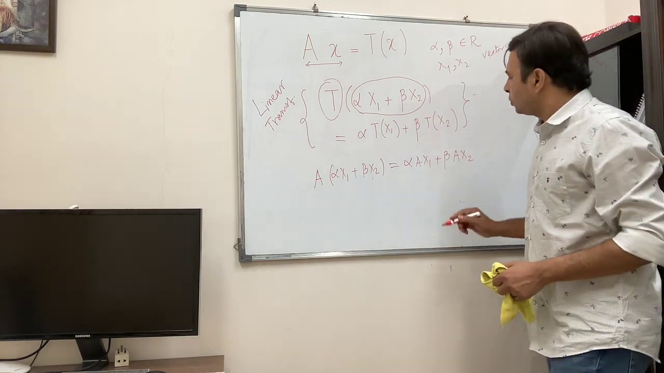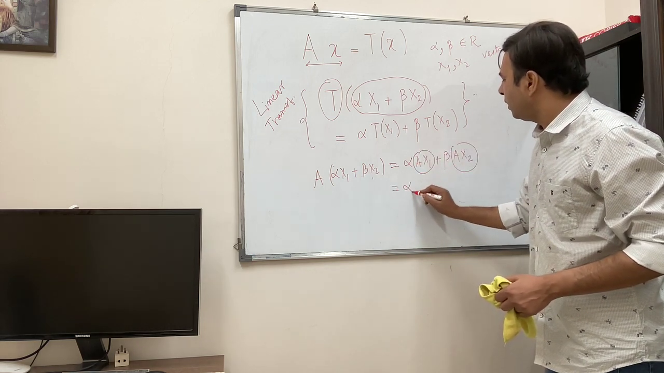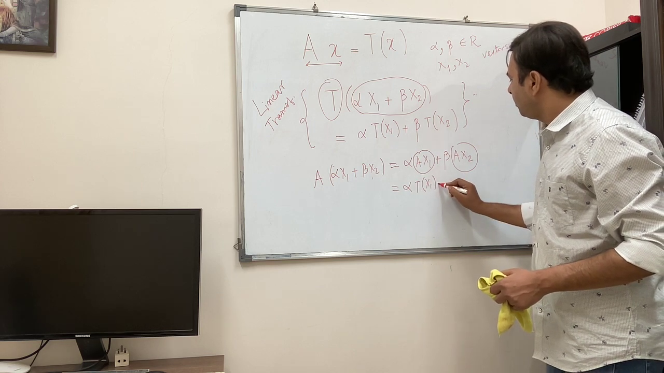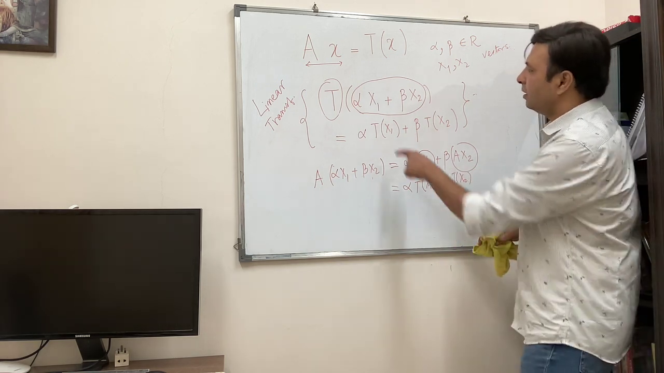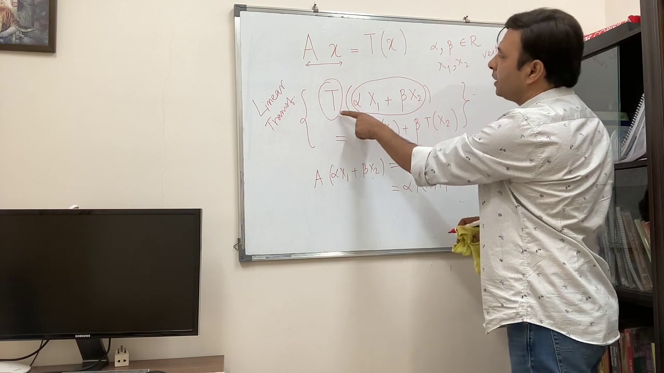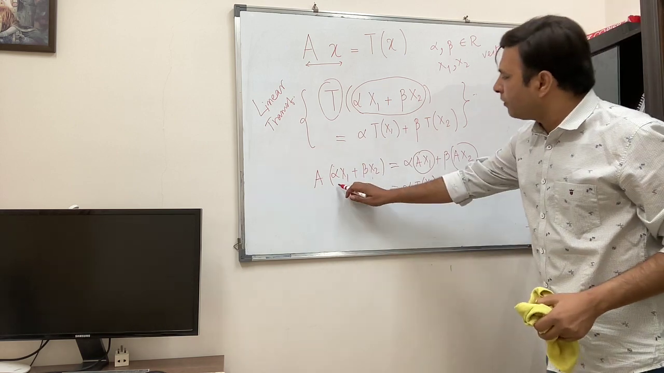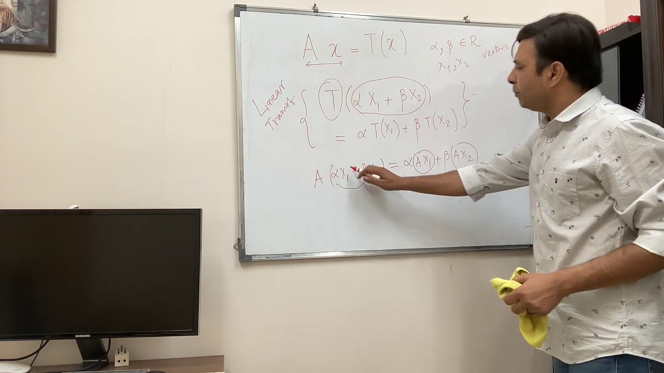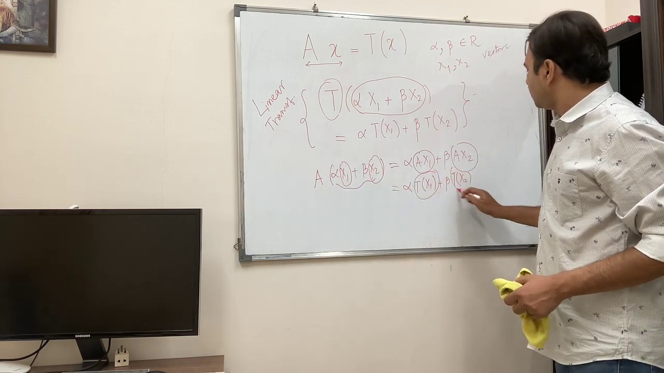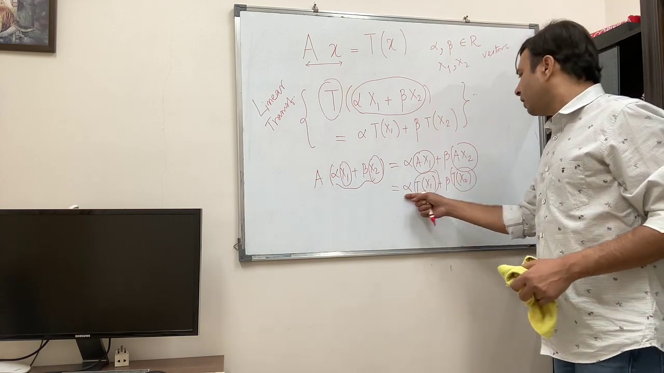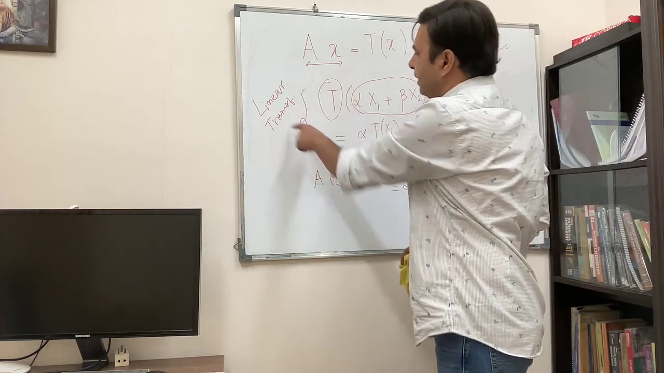And these A x1 and A x2 are nothing but, you can write, alpha times the transformation of x1 plus beta times the transformation of x2. So yes, indeed, if the transformation is given by a matrix multiplication, then it is a linear transformation, because to compute the transformation of this vector, I can compute separately the transformation of x1, and separately the transformation of x2, and then add them back by multiplying with alpha and beta. So indeed, matrix multiplication gives you a transformation which is a linear transformation.